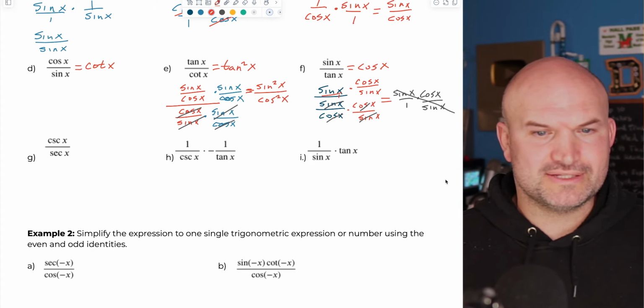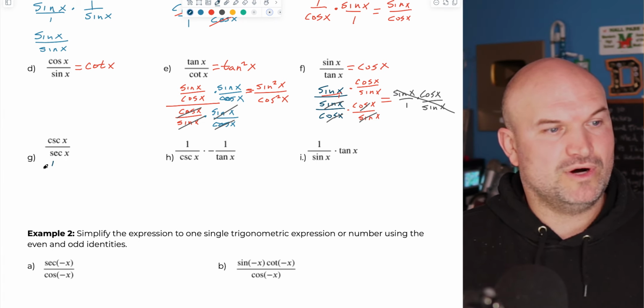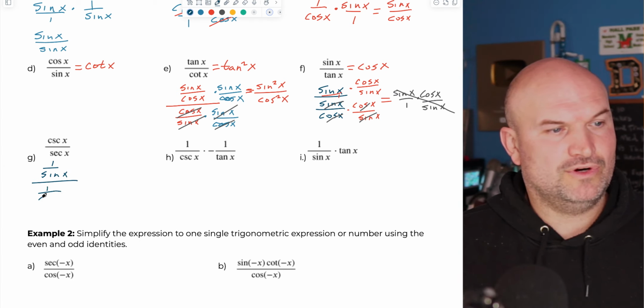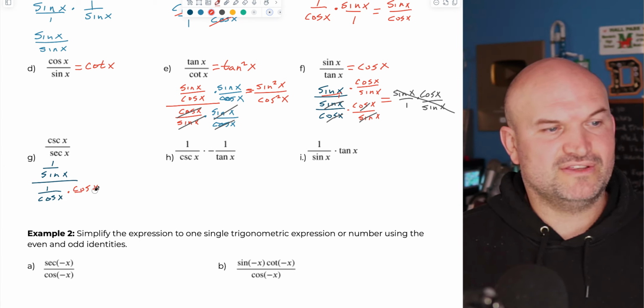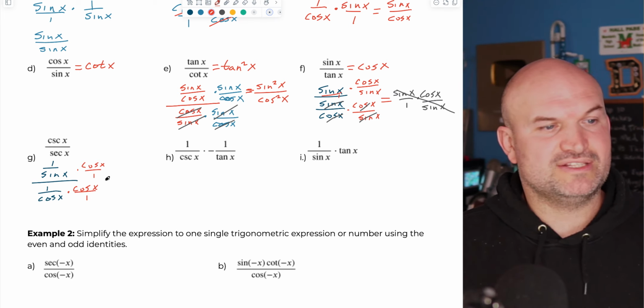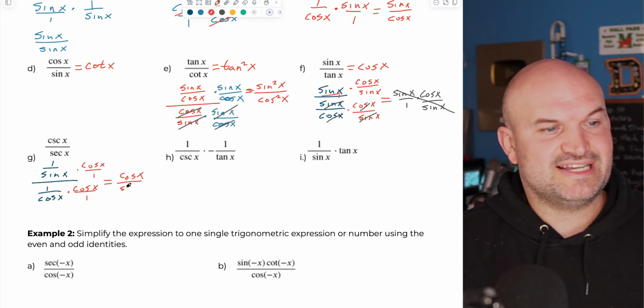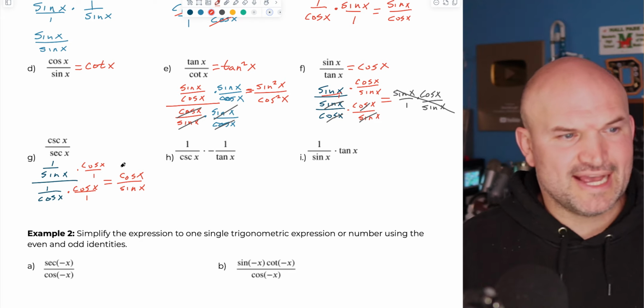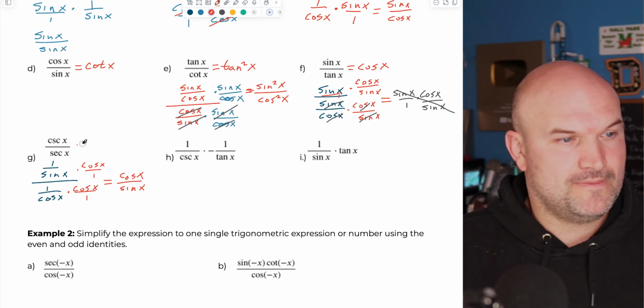All right, so in this one, again, I'm just going to rewrite everything in terms of sines and cosines. So I have a 1 over a sine of x divided by a 1 over a cosine of x. And so here, if I just multiply by the reciprocal, which is a cosine of x, you can think about it as a cosine of x over 1. So cosine of x over 1, you can see that now I'm just going to be left with a cosine of x over a sine of x. And cosine of x over sine of x, we know is going to equal a cotangent of x.